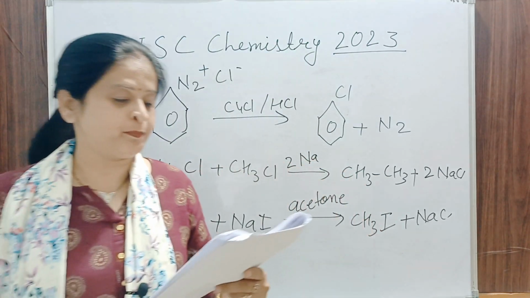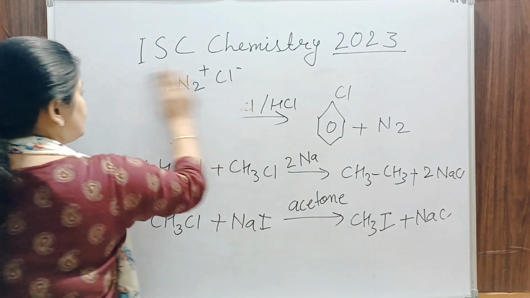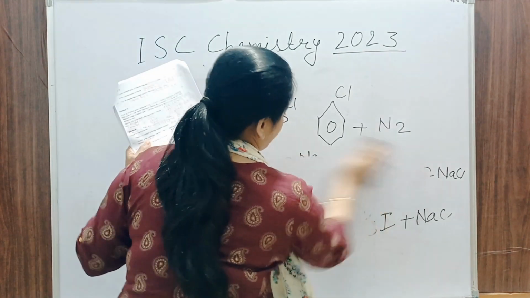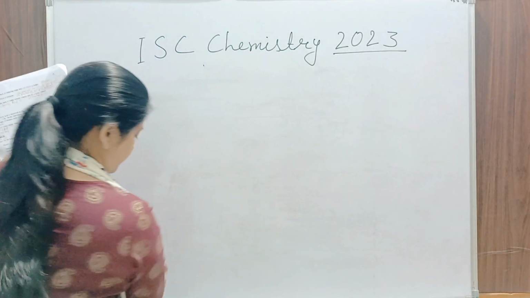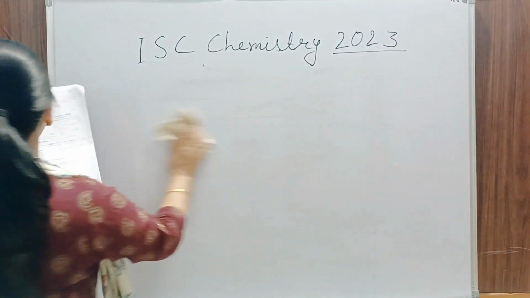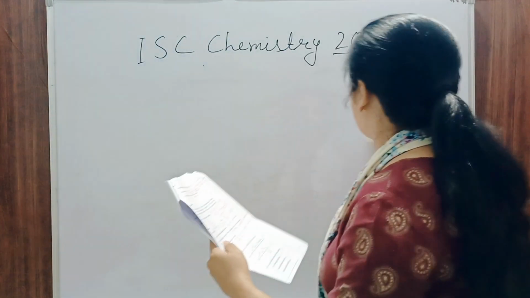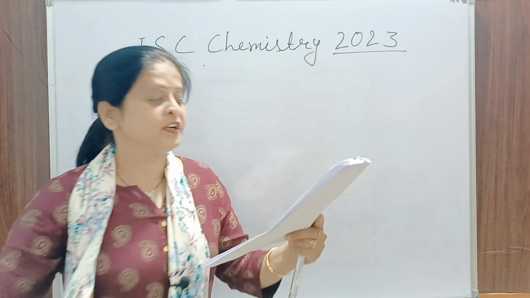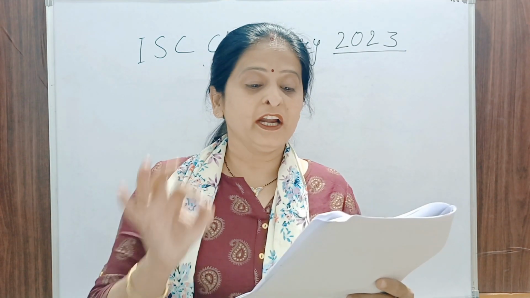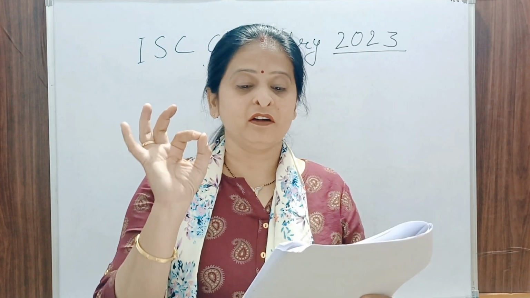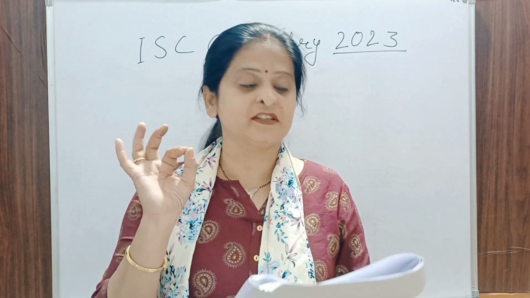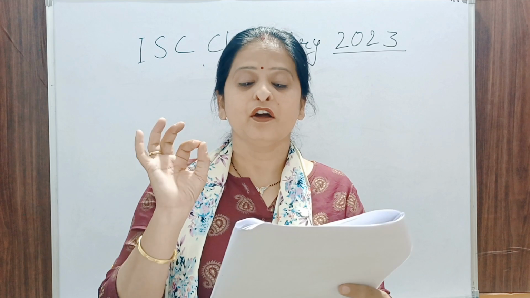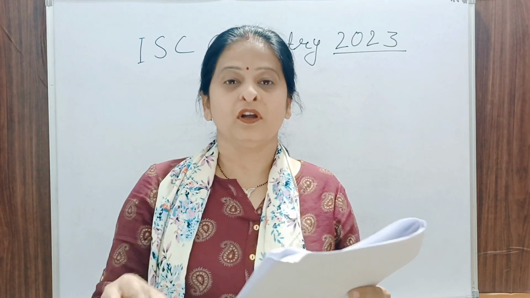Then question number 15. Again we have to solve this question. What is question number 15? When 2 gram of benzoic acid is dissolved in 25 gram of benzene, it shows a depression in freezing point equal to 1.62 K. Molar depression constant Kf of benzene is 4.9 K kg per mole.